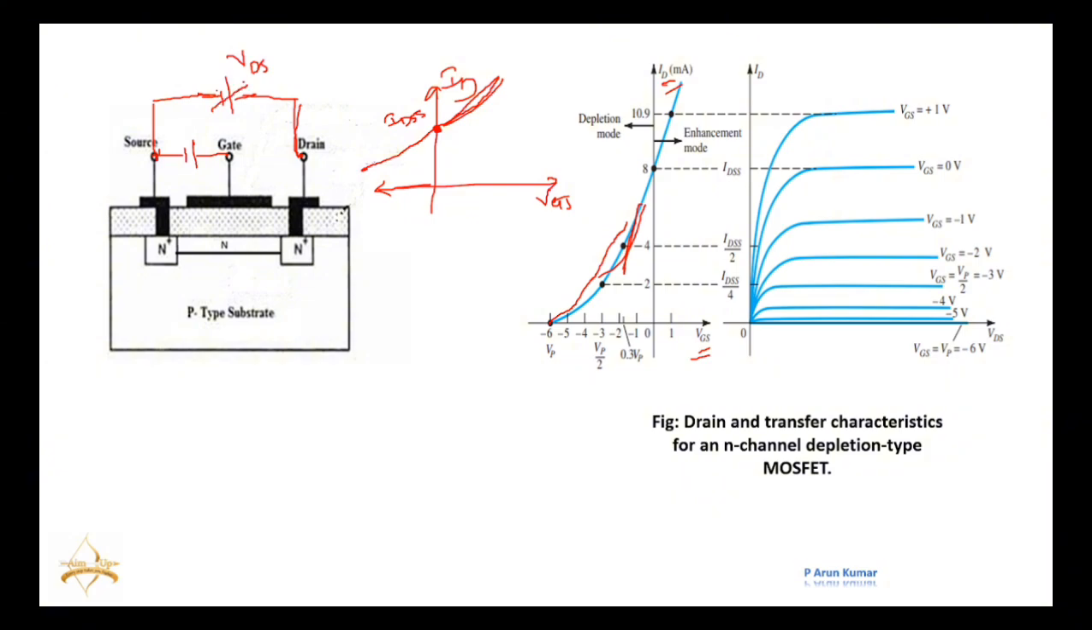If I slowly increase this VDS, what happens? Again, the same thing. The current also goes on increasing up to some point. This region is called the ohmic region. After that point, the current maintains a constant. It is very similar to the N channel enhancement MOSFET. No need to discuss it again and again.